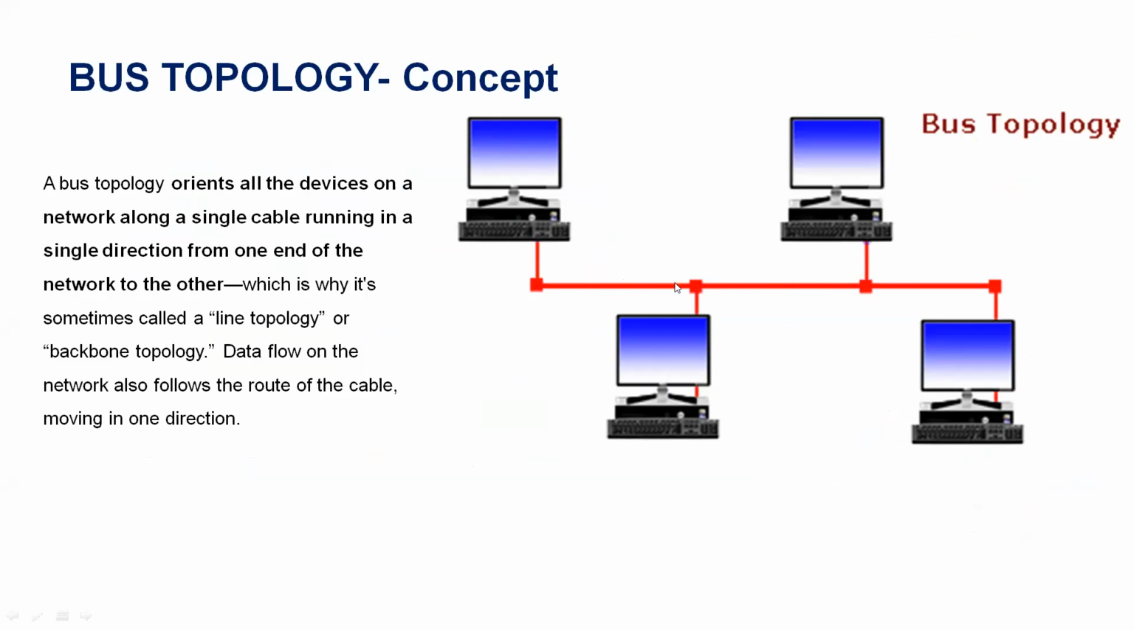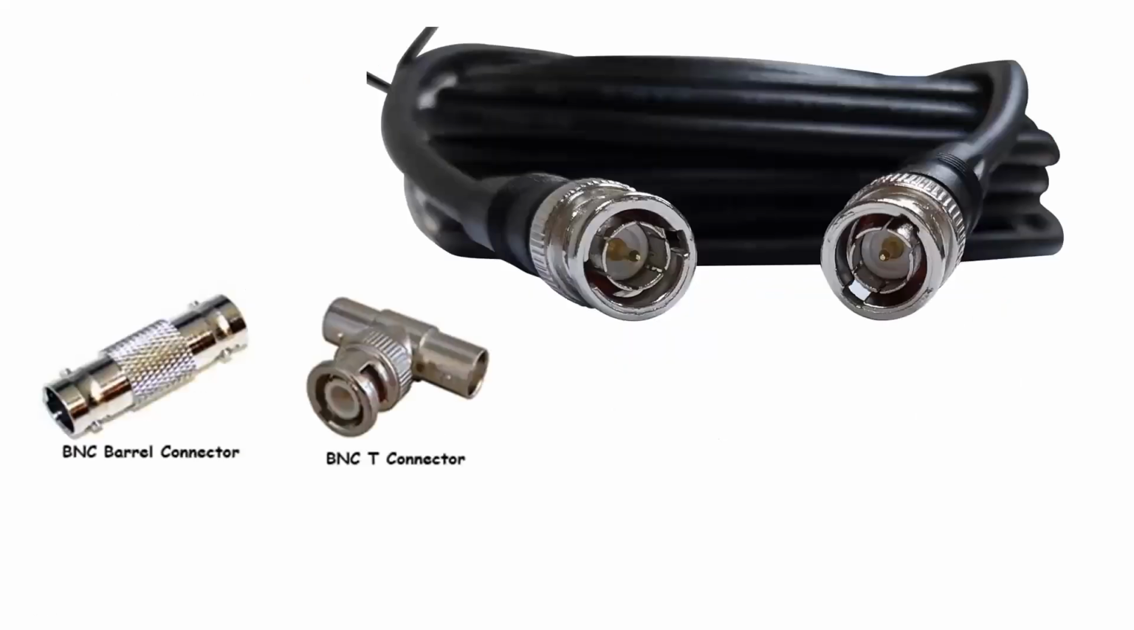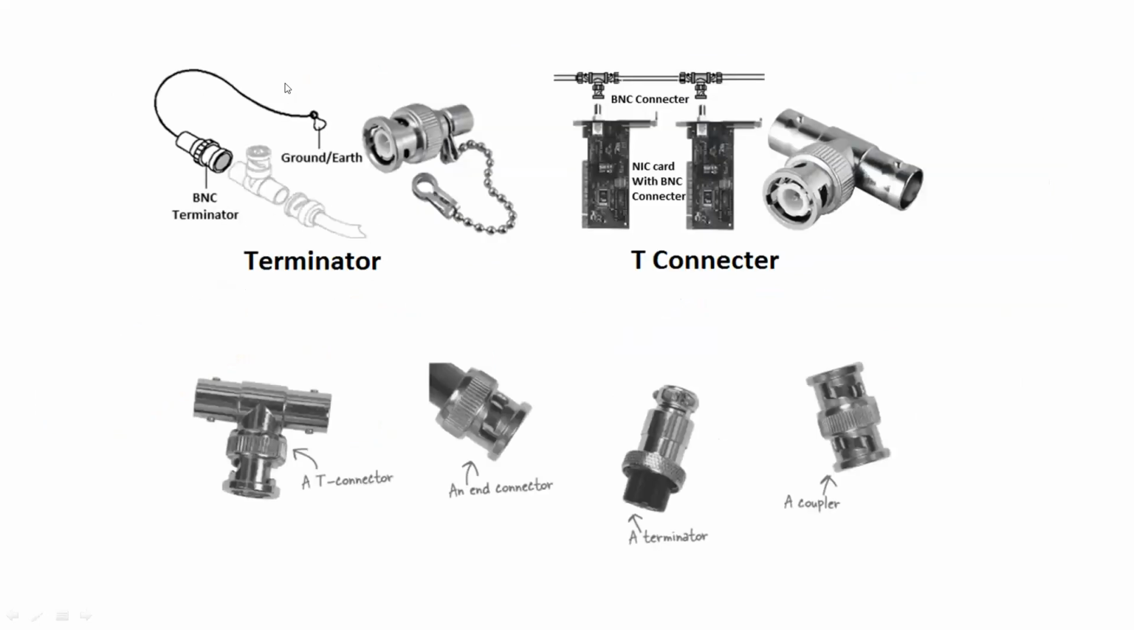If one PC wants to send information, then at that time another PC is not able to send data. So bus topology is based on this cable only, and this is the cable, and these are the BNC connectors. T-type connectors are connected with PCs, and this is your barrel connector. These are the terminators that are used with that cable.